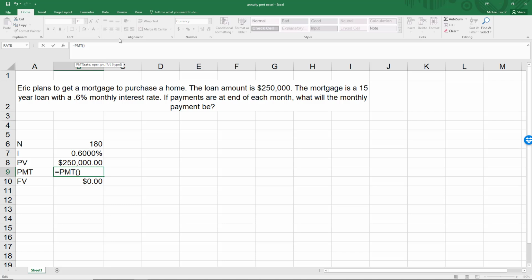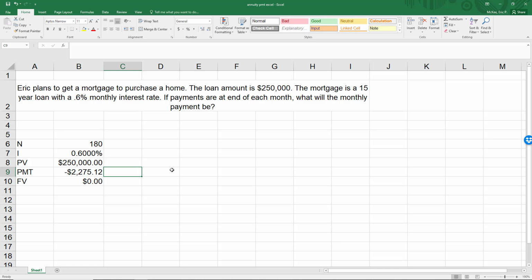So rate, we put that in B7. So if I put in B7, whatever value is here in B7 will get used in my function. NPER was B6. I can click also, so B6. Present value is B8, and future value B10. And I still get that same $2,275 as my monthly payment.